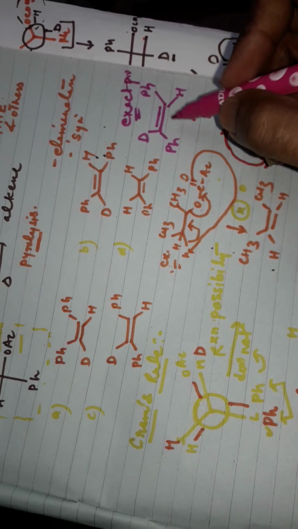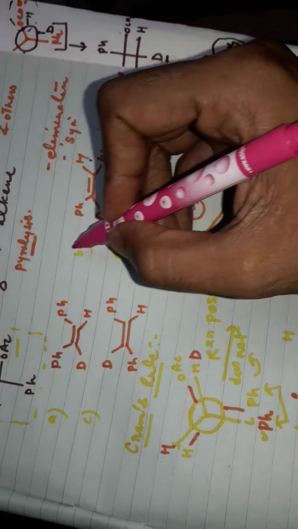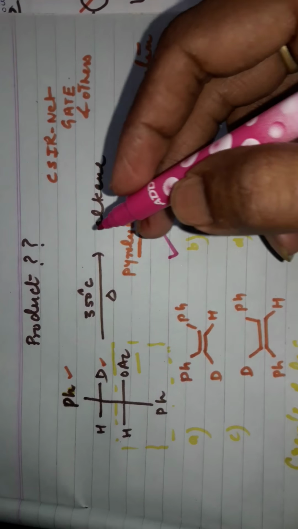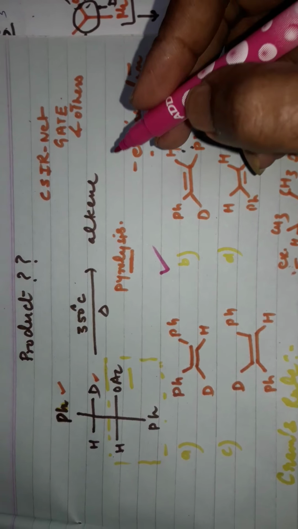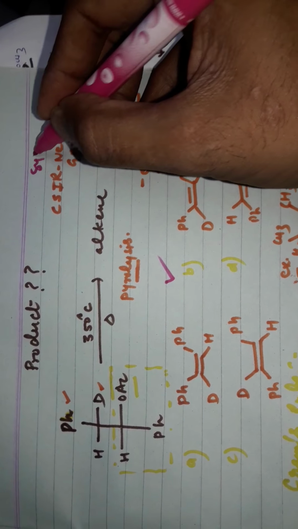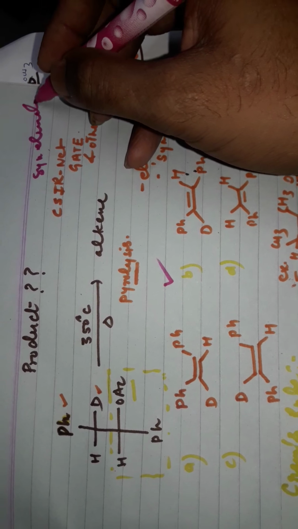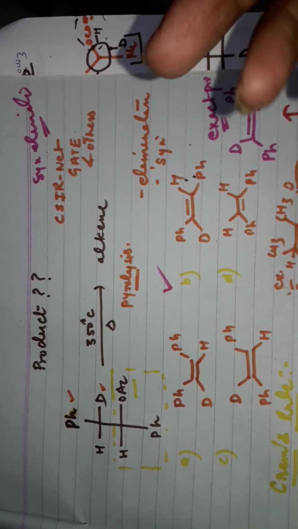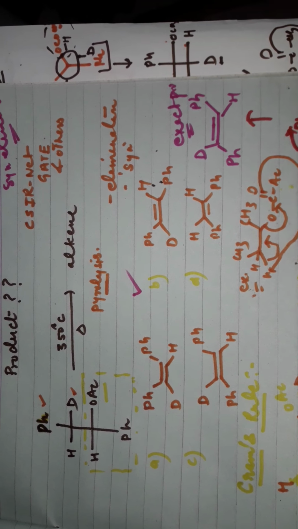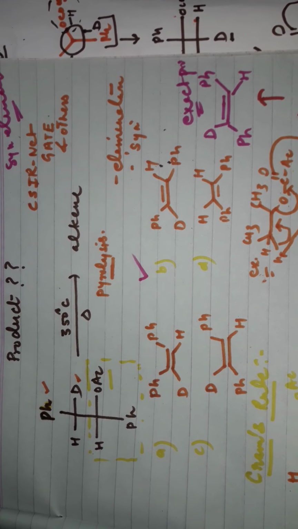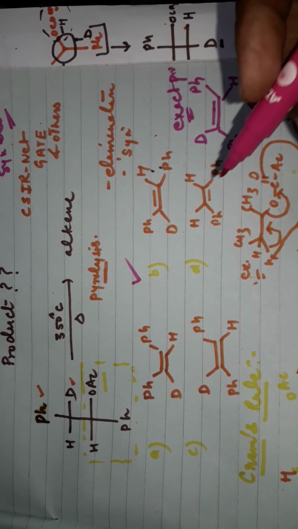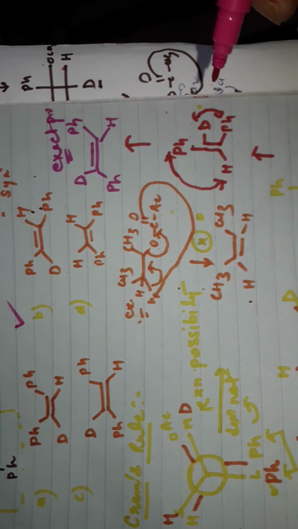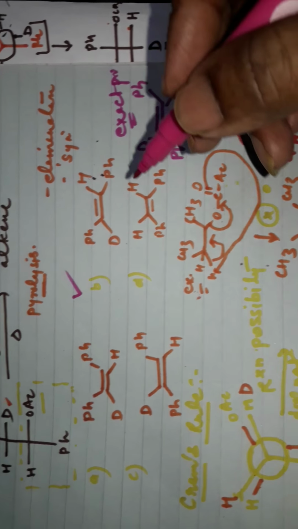If you try the options, then option B is the correct one. So it is about the elimination reaction, syn elimination. Most probably one such problem comes in CSIR NET or other exams, so you should try to practice by writing. That's why this type of problem you can do easily.